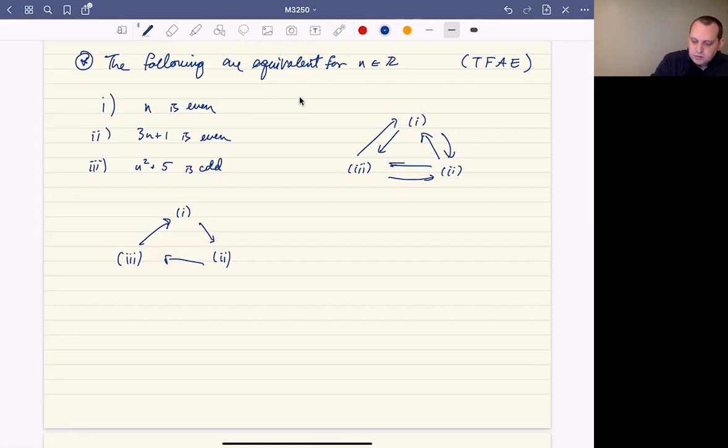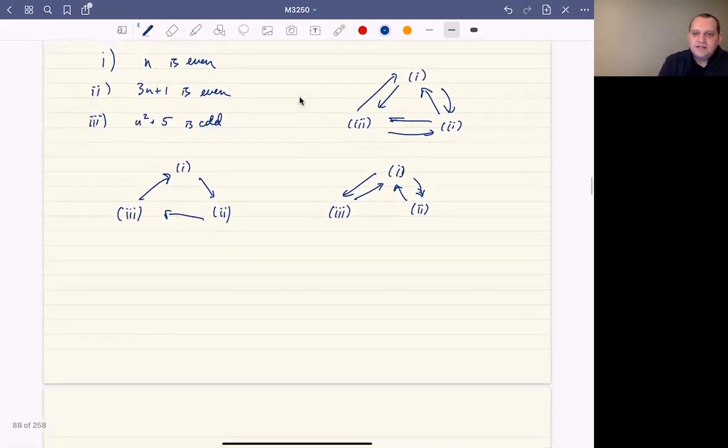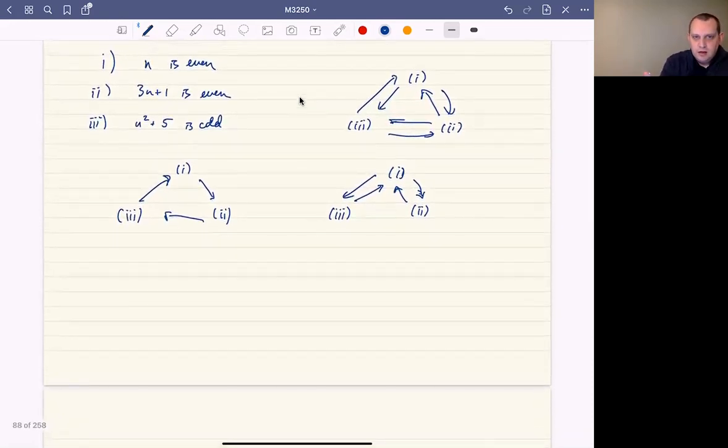But what we can do, and this will be our strategy, is show that both of these statements are logically equivalent to statement number 1. So we can prove that 1 implies 2 and 2 implies 1, and 1 implies 3 and 3 implies 1. That's going to be our strategy, and I'm just going to sketch this out and leave you to fill in the details.